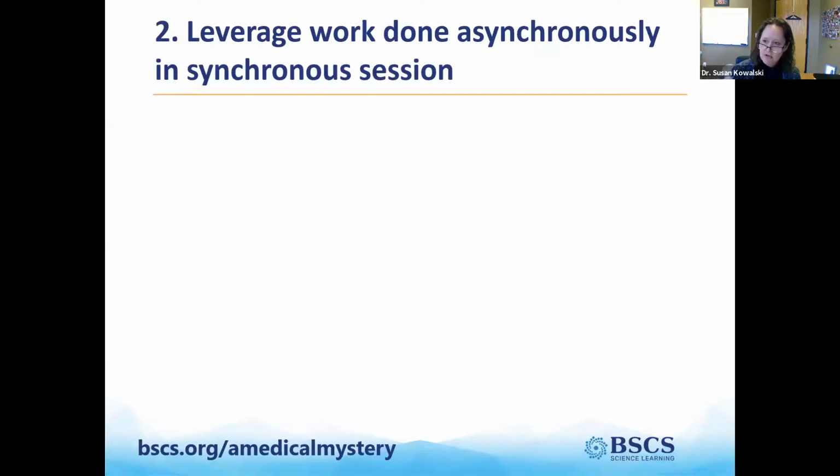Synchronous work is when you bring students together either in a video conference like we are now. This would be a synchronous session. We're all doing the same thing at the same time. Or you can have a synchronous chat where everybody's asking questions in real time. But synchronous time is really that most scarce of resources.